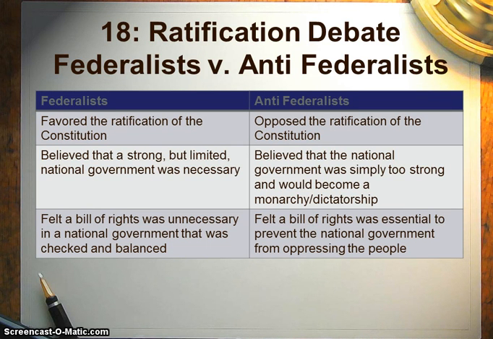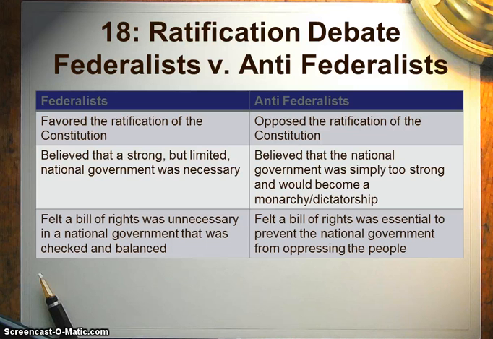Once the Constitution was written in 1787, it was sent to the states for ratification. Remember, ratification means to approve something. The ratification debate was led by the Federalists and the Anti-Federalists. The Federalists were the people in 1787 who were in favor of the ratification of the Constitution. They wanted to see the Constitution approved.